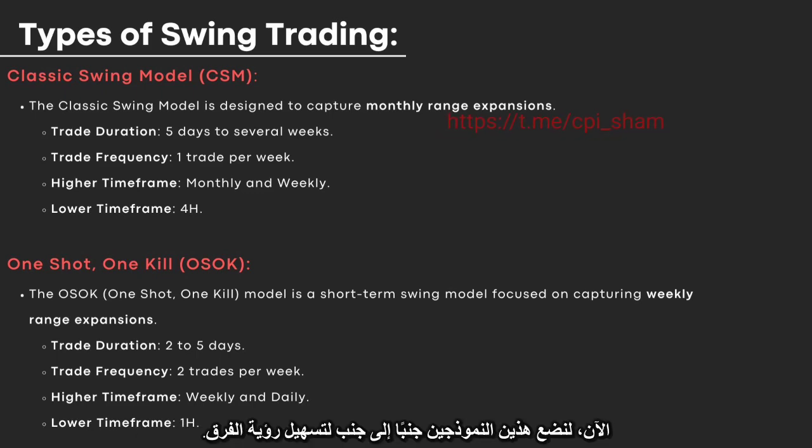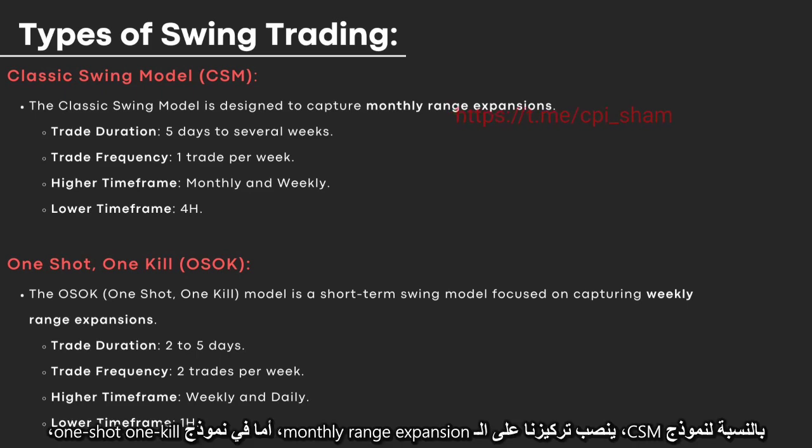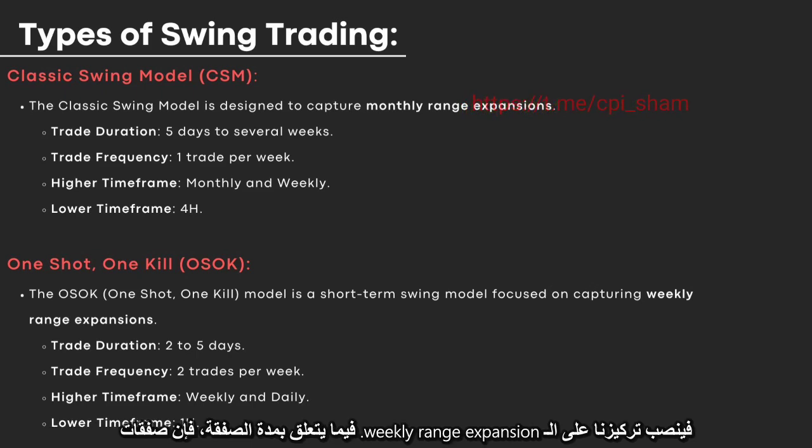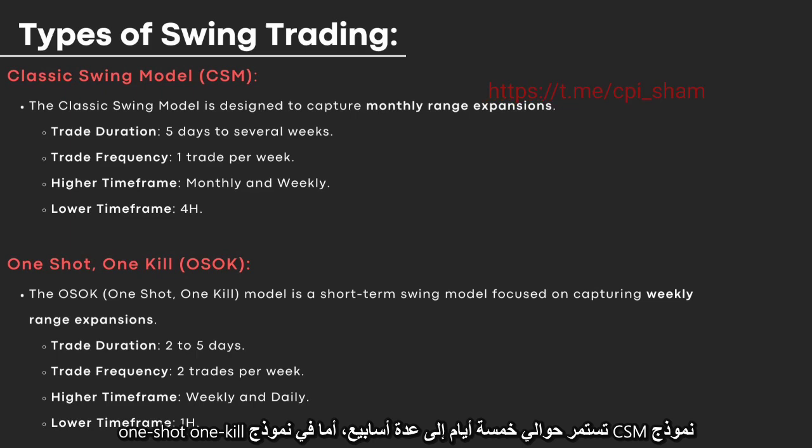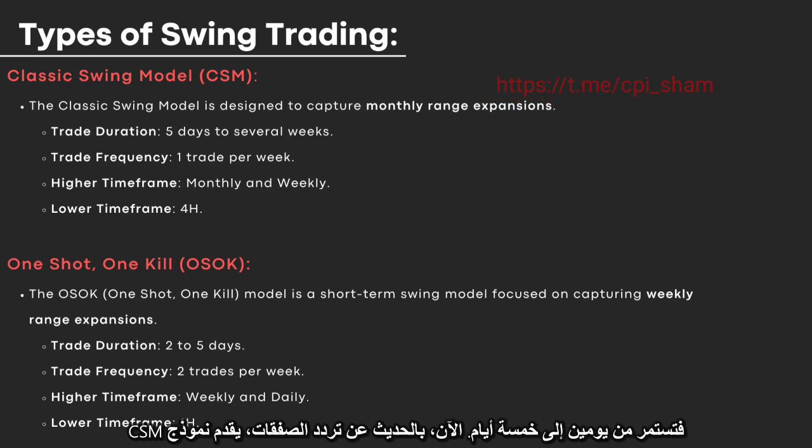Now, let's put these two models side by side so it's easier to see the difference. For the CSM, our focus is on the monthly range expansion, and for one shot, one kill, our focus is on the weekly range expansion. Regarding trade duration, the trades of the CSM model last around 5 days to several weeks, and for the one shot, one kill model, the trades last from 2 to 5 days.